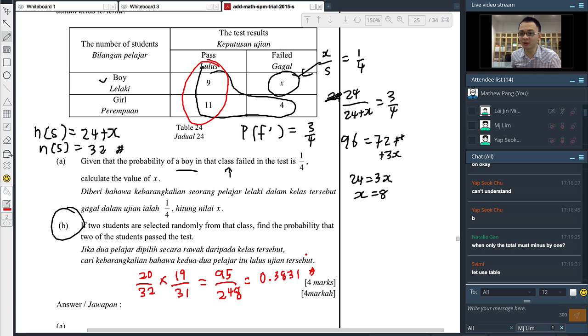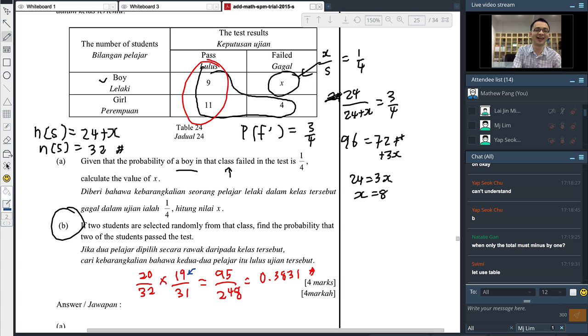Why only the total must minus by 1? No, both also minus 1. If you see carefully here, 20 minus 1 already becomes 19, because I already selected 1 student who passed the test. In the class itself, I only have 19 students left who passed the test. But because I selected that student out, the total number of students in the class is 31. It's not 32, because I took the student out already.